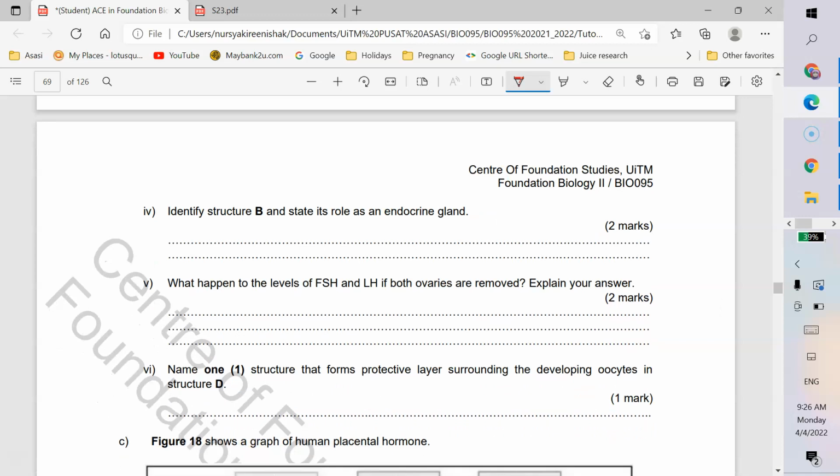The FSH and LH decreases. The question: what happened to the level of FSH and LH if both ovaries are removed? My answer is the FSH and LH will decrease. FSH and LH secreted by anterior pituitary cannot send signal to the ovary. That's all. Okay. So here, what happened to the level of FSH and LH?